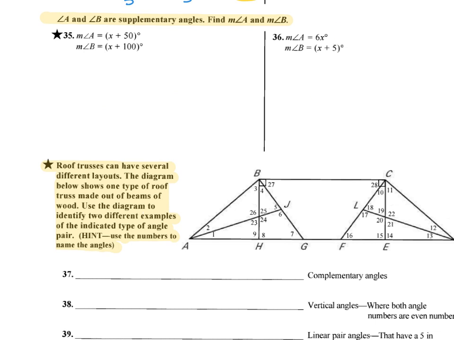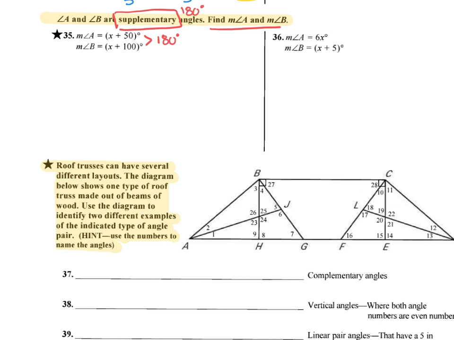All right, we're going to unpause, and we're going to work here on 35. It says that angle A and angle B are now supplementary angles. Find the measure of angle A and angle B. And when I think about the word supplementary, I think of 180 degrees. So again, I have 2 angles, and I know together they have to make 180 degrees. When we're done, we will find out what each of the angles are.